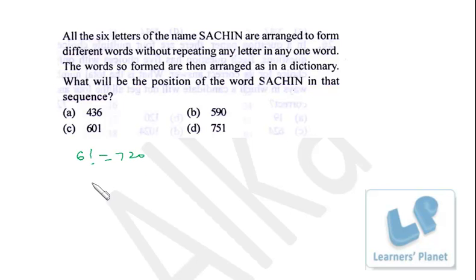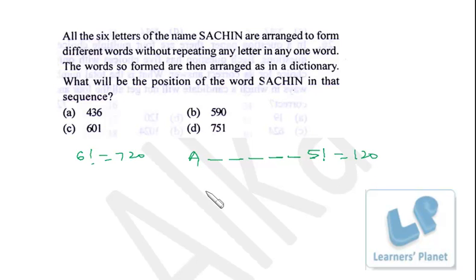So if we arrange all the words in dictionary order, the first set of words will start from A, right? Now how do we calculate this? The first letter is A. The remaining 5 letters can be arranged in 5 factorial ways. So that's 120 words, right? Now 120 words will be there beginning with A.